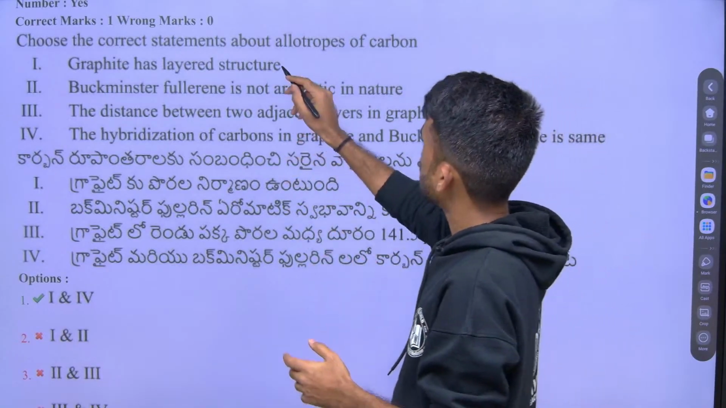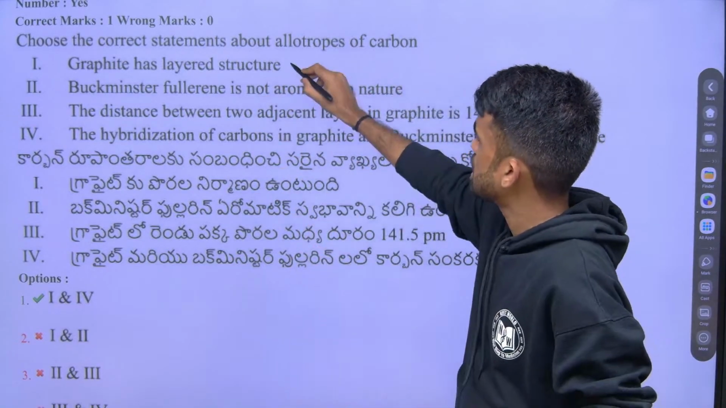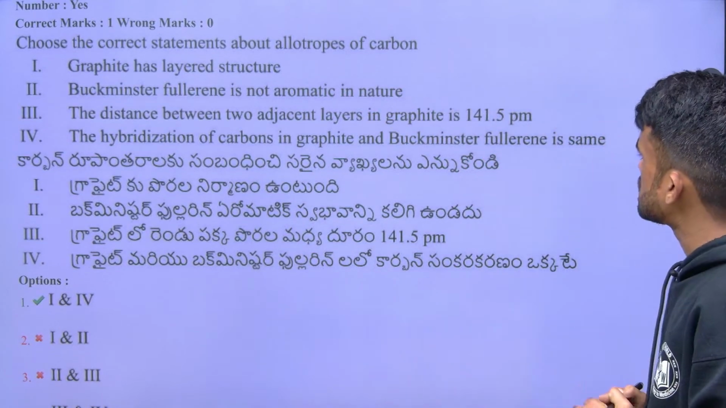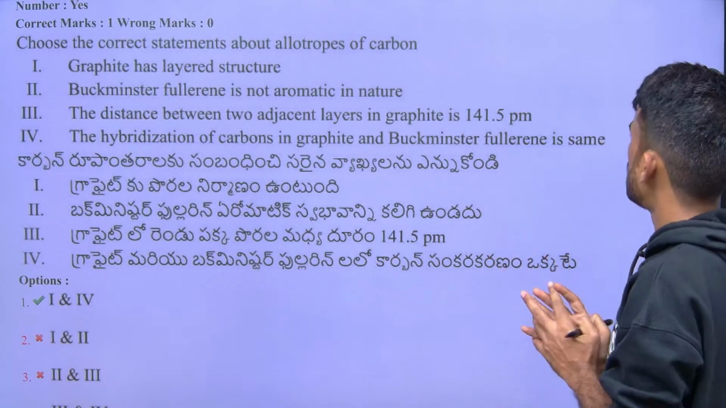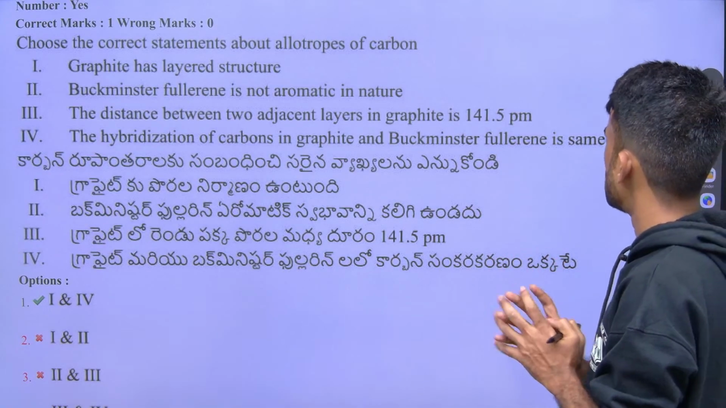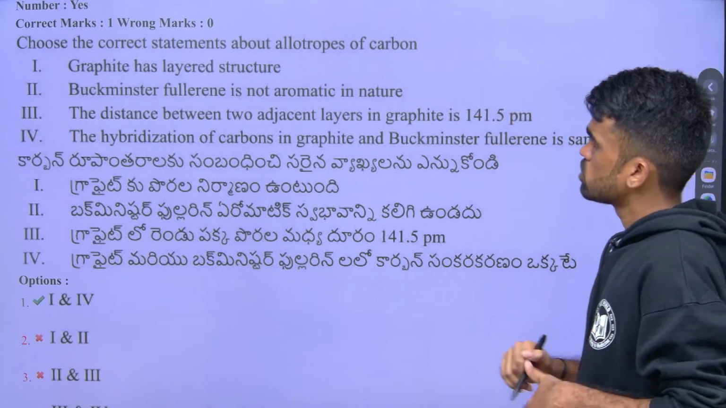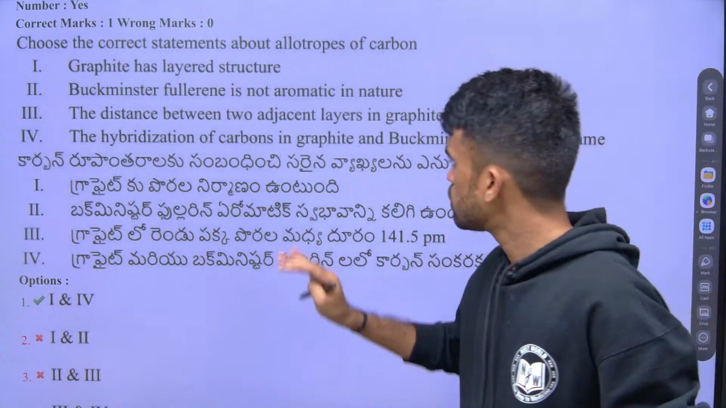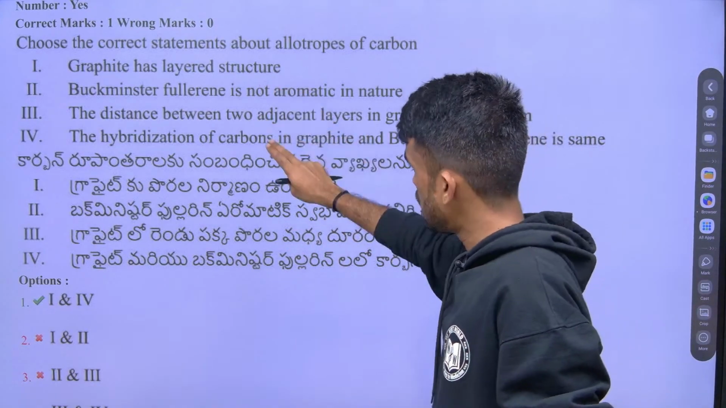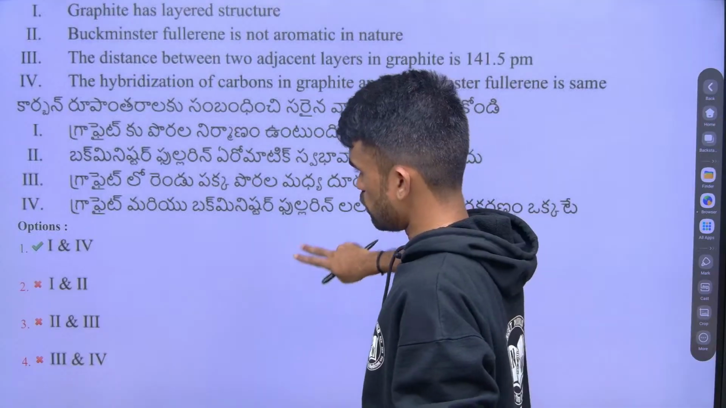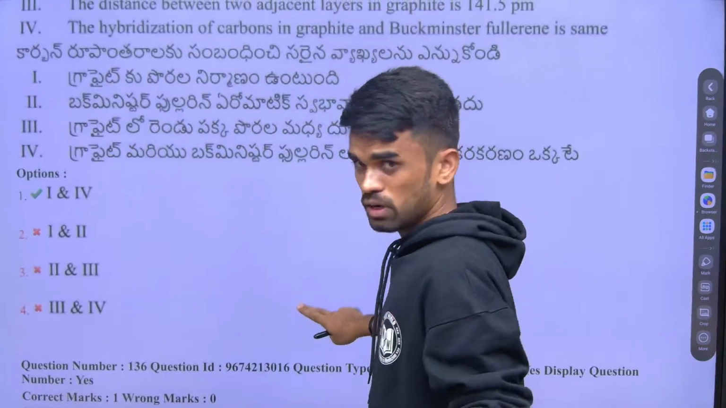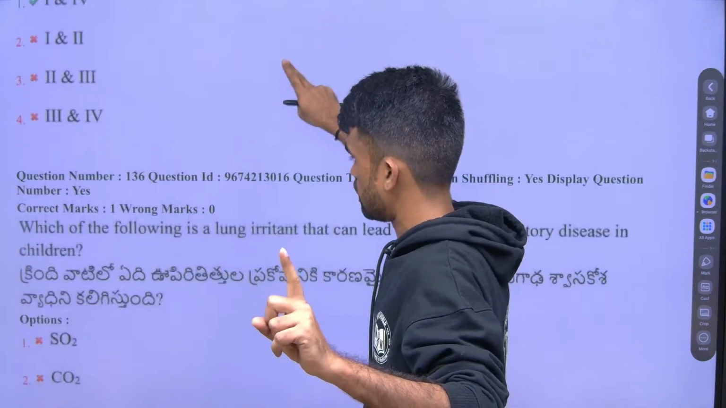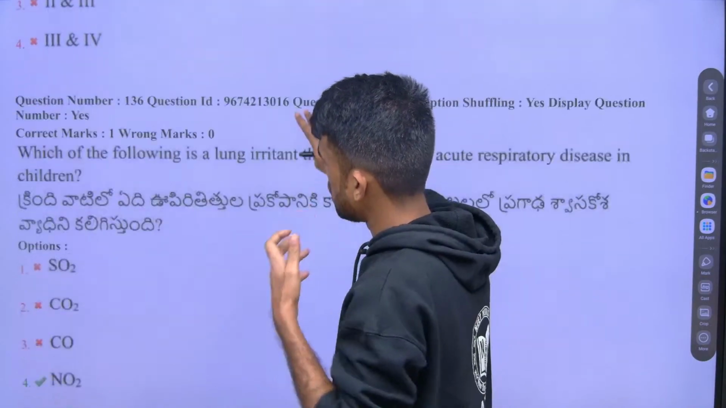They are asking to choose the correct statements. The first one is correct, the second one is incorrect. The distance between the two adjacent layers in graphite is not 441. No, this is also incorrect. The hybridization of carbon in graphite and Buckminster fullerene is sp2 only. So this one is correct. 1 and 4 are correct. Buckminster fullerene is aromatic. It's given as not aromatic, but it is actually aromatic. So 1 and 4 are the only correct options.